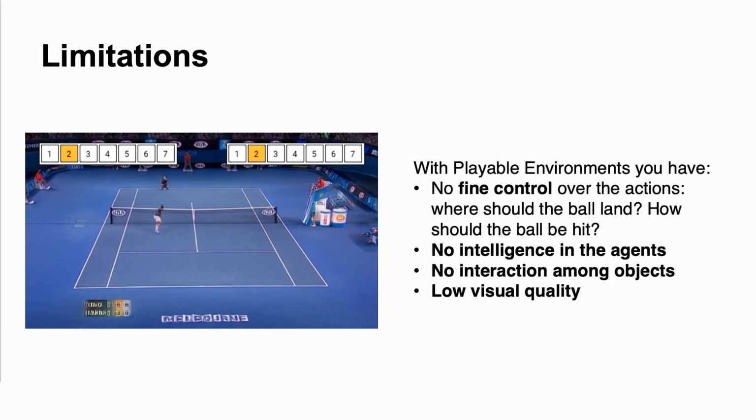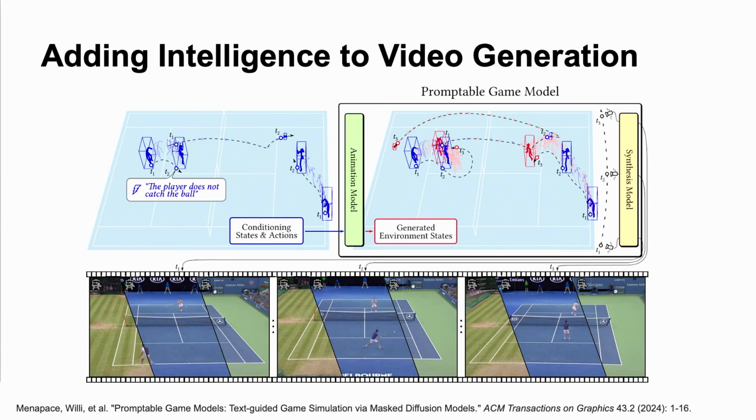So we saw that there were limitations in our previous work. So for instance, we had no possibility of having a very fine control of the player and also of the balls. We had no intelligence in the agents. We have no game AI. We had no interaction among objects, and we also had very low visual quality. So we got another framework that is even more complex. Unfortunately, this is the negative side.